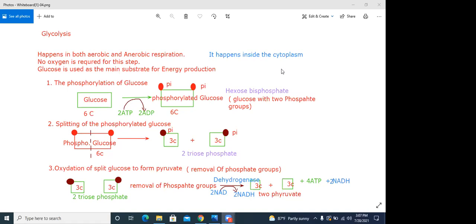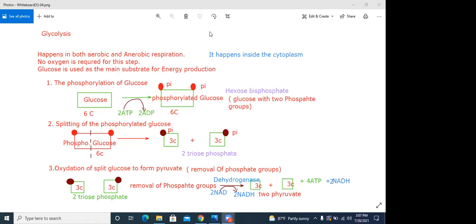And here dehydrogenation takes place, and 2 NAD is converted to 2 NADH. And so along with 2 pyruvates, 4 ATP molecules are formed and 2 NADH.